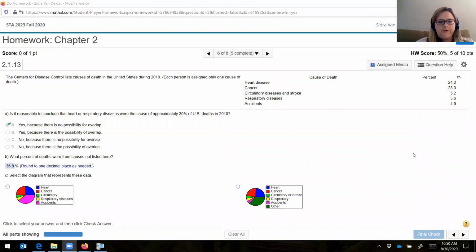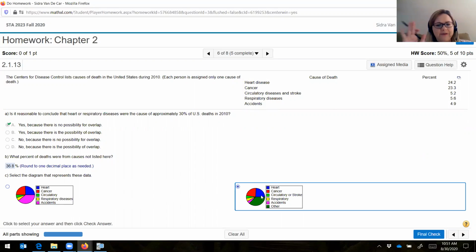Select the diagram that represents these data. We've only got these two choices to occur from. So accidents, notice, is the smallest portion, so it should be the smallest piece of the pie, not the biggest piece of the pie. So if those are my only two choices, I would choose there.